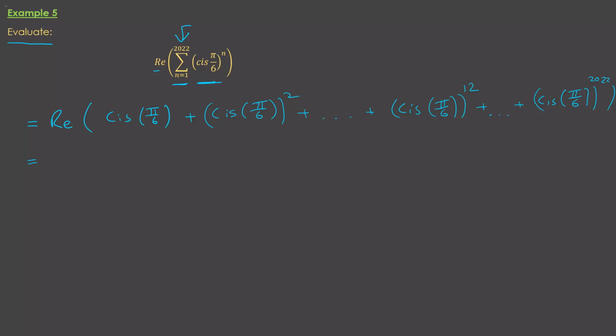Now, using De Moivre's theorem, that is going to be cis pi by 6 plus cis 2 pi by 6, which of course is pi by 3, plus cis 3 pi by 6, cis 4 pi by 6, and so on, up to cis 12 pi by 6, which is of course cis 2 pi, and that's the reason I wrote that one down, and so on up to cis 2022 pi by 6.